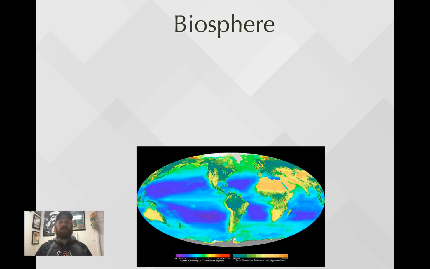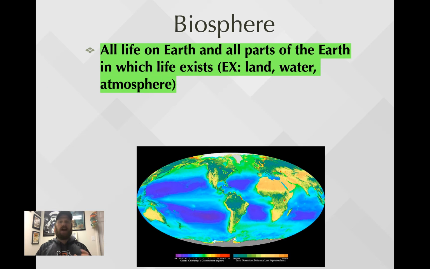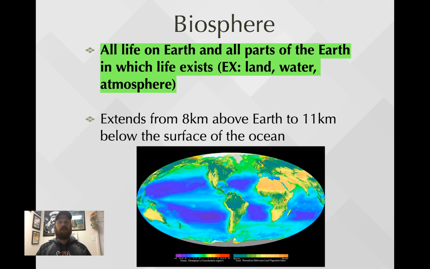The Earth represents a biosphere. The biosphere is all of the biotic parts of the Earth, as well as all the abiotic places in which life exists, such as land, water, and the atmosphere. This biosphere includes the region 8 kilometers above the Earth's surface, or into the atmosphere, to 11 kilometers below sea level. Life can be found in all of these locations.